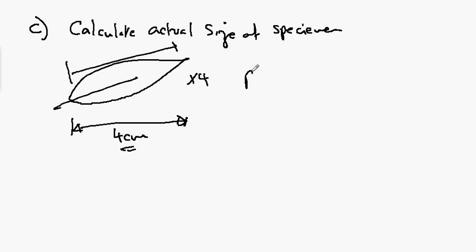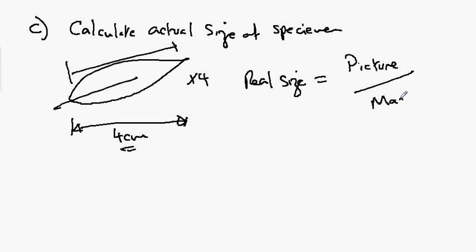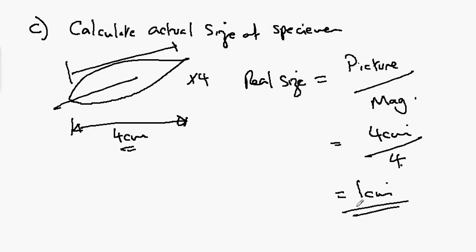So the real size of a real leaf is equal to the picture length divided by the magnification, which is a picture length of 4 centimeters divided by a magnification of 4, which gives 1 centimeter. The real leaf is only 1 centimeter long.